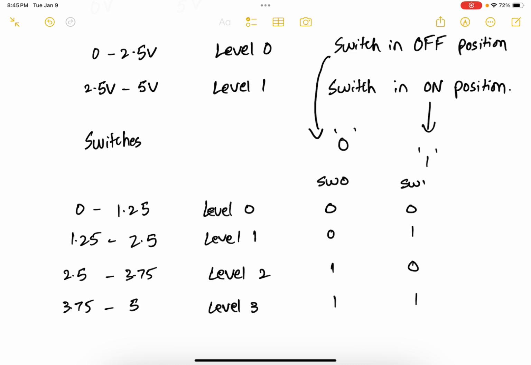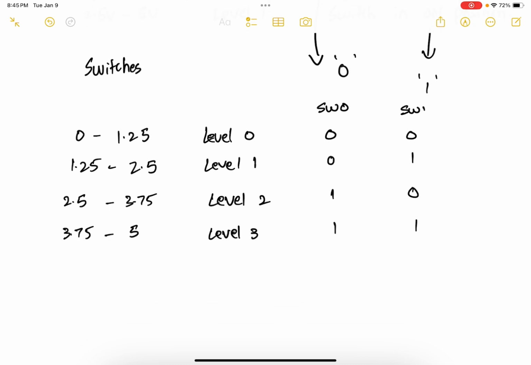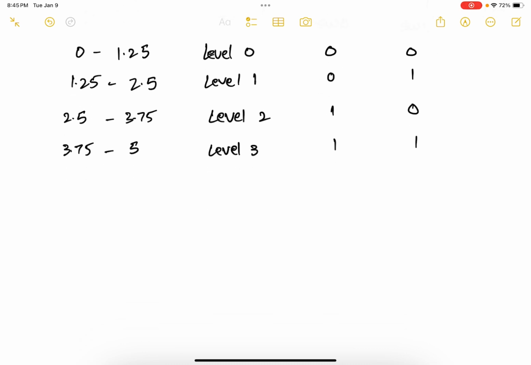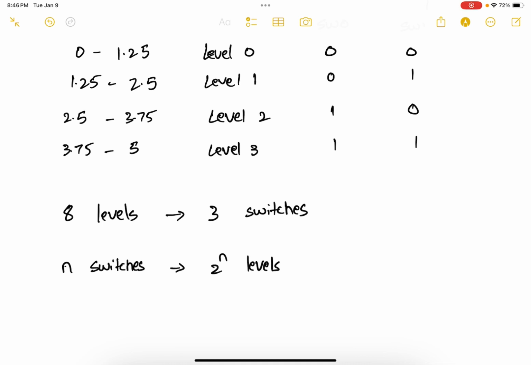Now, as you can see, if you have more number of levels, let's say you have 8 levels, then you need 3 switches. Basically, if you have n switches, you can represent 2 power n levels. And this is how modern digital systems are designed. It's all based on switches.